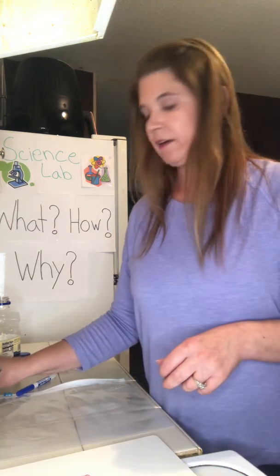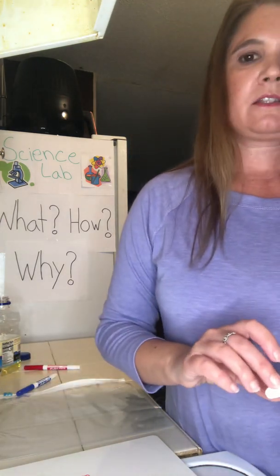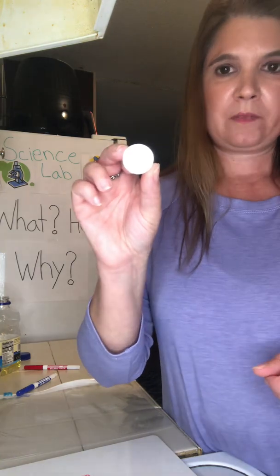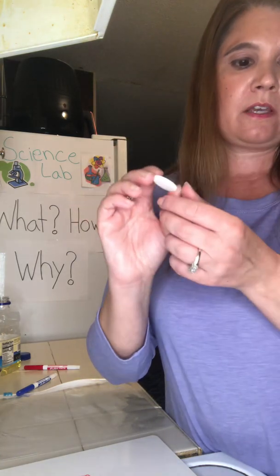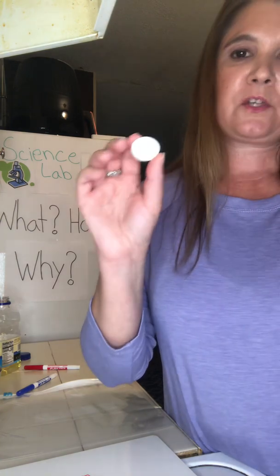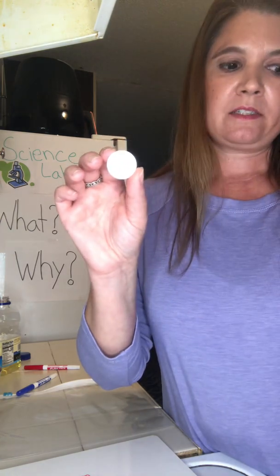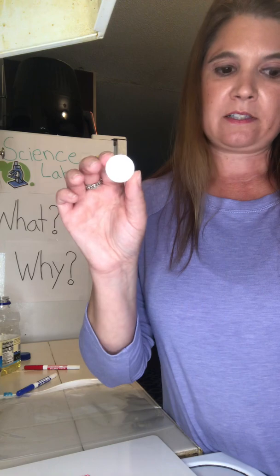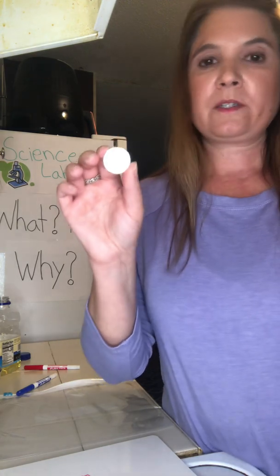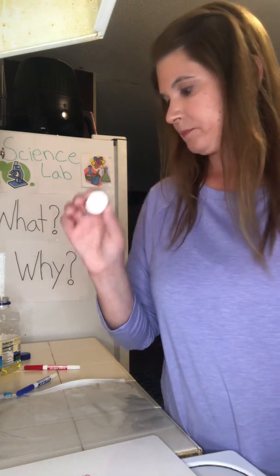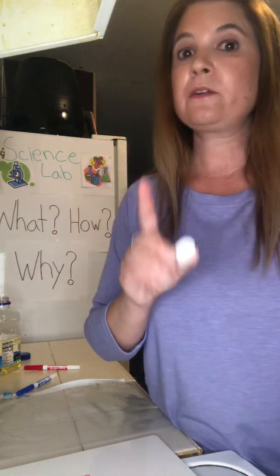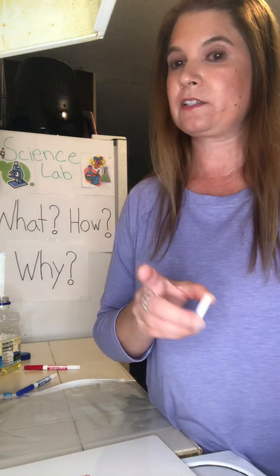Now the third part of our experiment is going to be the tablet. The tablet is made up of chemicals, one is called sodium bicarbonate and the other is citric acid. And this is going to make the chemical reaction in our experiment. And I want you guys to guess what that reaction is going to be.